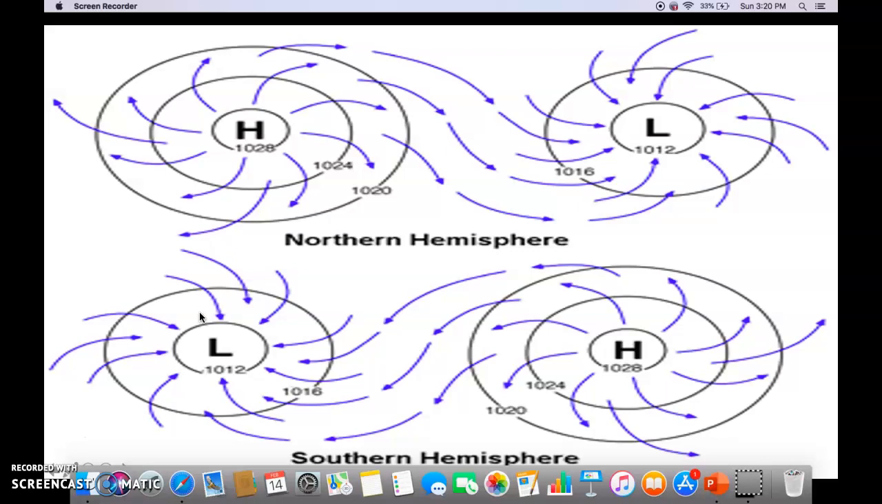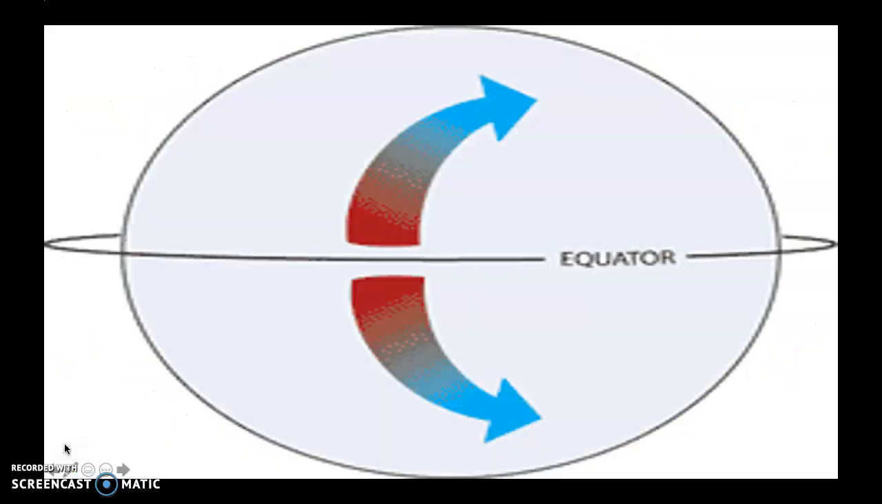In the bottom half of it, in the southern hemisphere on the low pressure side, you can see the air moving in at a clockwise circle. And then in the high pressure movement, you see air going out towards the low pressure movement in a counterclockwise movement. Next, we will talk about the Coriolis effect.